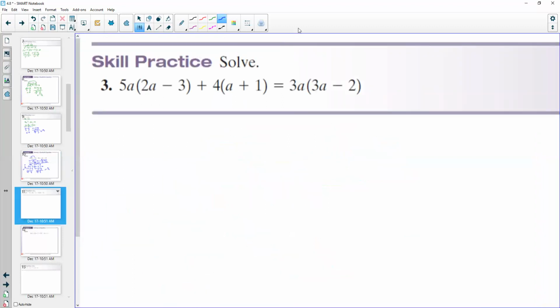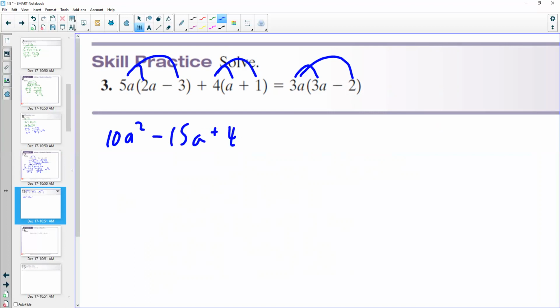Take a second. Multiply your way through. Okay, so let's see. We have to get rid of the parentheses first, so we have to distribute. Distribute there, there, and there. In the first set, we get 10a squared minus 15a, and then plus 4a plus 4. And on the other side, I get 9a squared minus 6a. All right, so I'm going to combine some stuff on the left first.